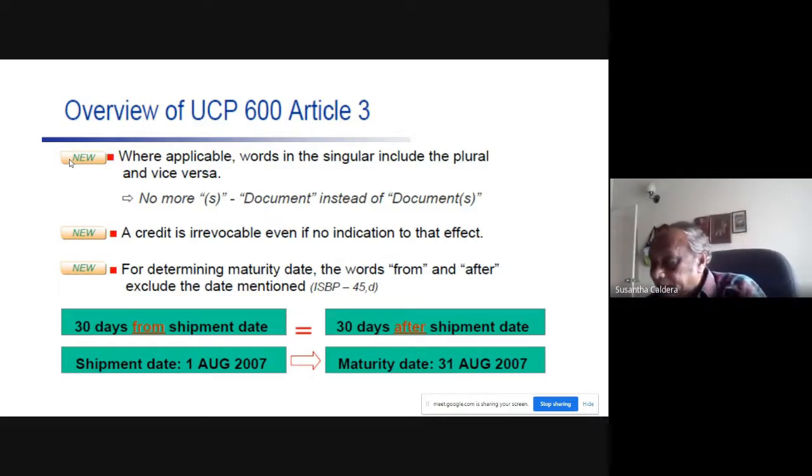Article 3. Where applicable, words in the singular include the plural and vice versa. Right? The words in the singular include the plural and vice versa. No more S's. Document instead of documents.